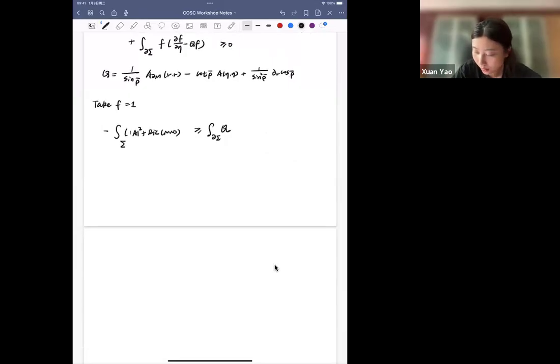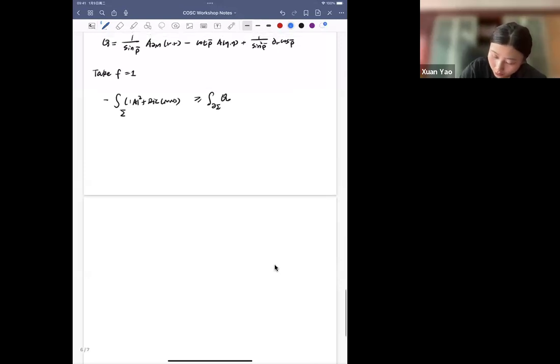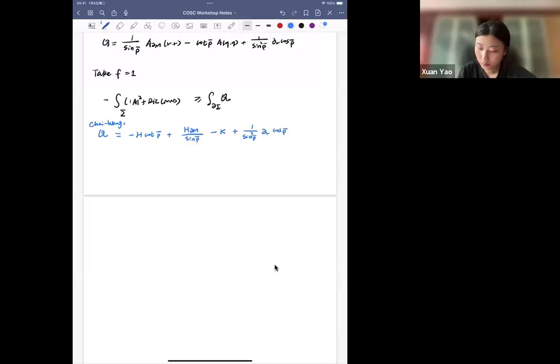Here we use a lemma of Chai and Wang, where they observed that you can rewrite your Q as minus H cotangent rho bar plus H of the boundary of M over sine rho bar, minus the geodesic curvature plus 1 over sine rho bar squared, d nu of cosine rho bar.